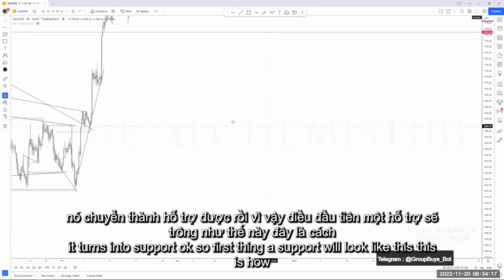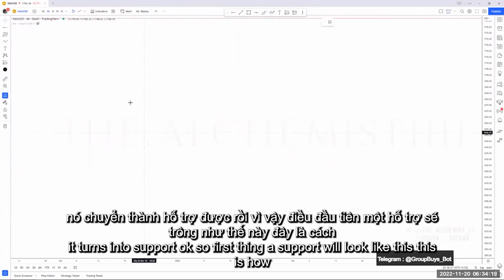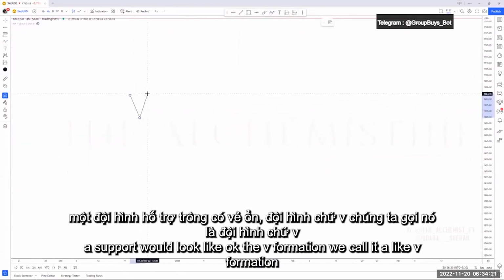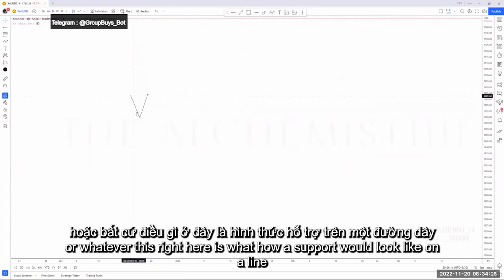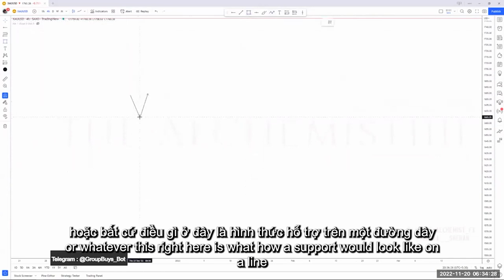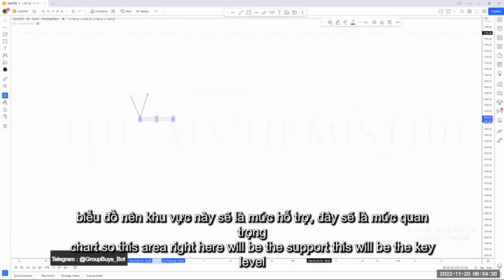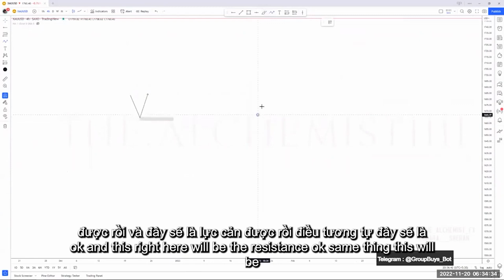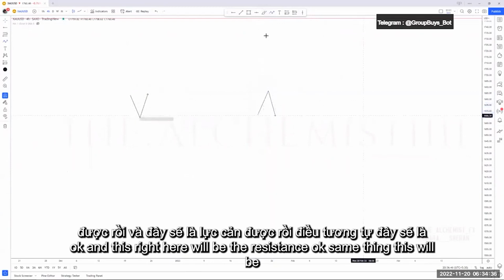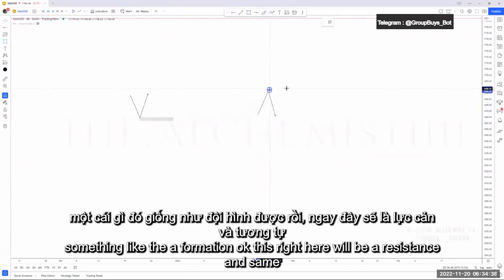First thing, a support will look like this. This is how a support would look. The V formation, we call it a V formation or whatever. This right here is how a support would look on a line chart. So this area right here will be the support. This will be the key level. And this right here will be the resistance. Same thing, this will be something like the A formation.